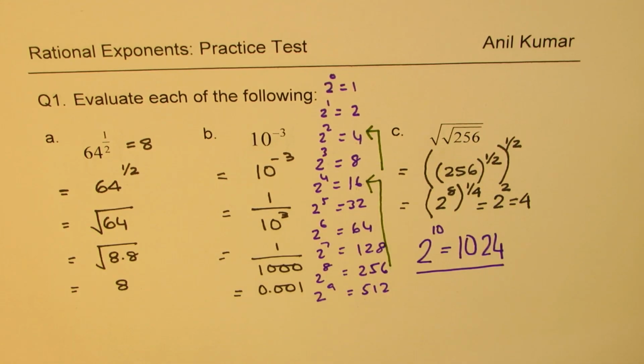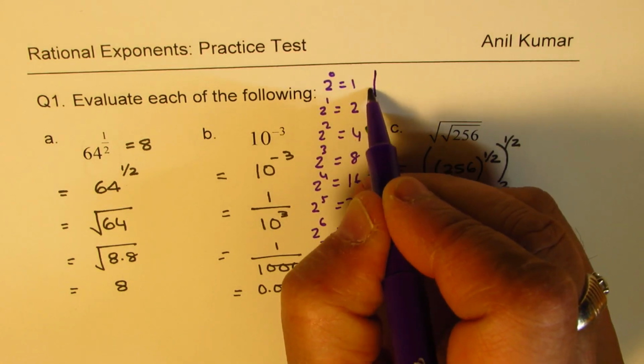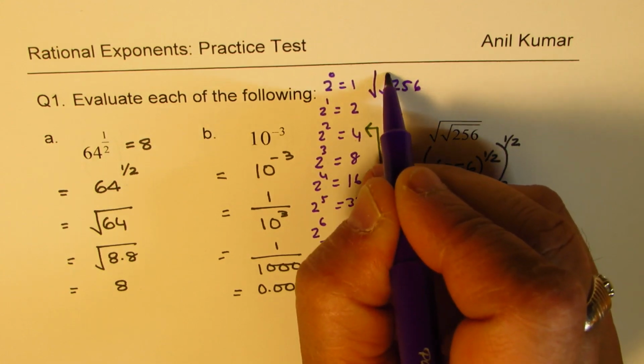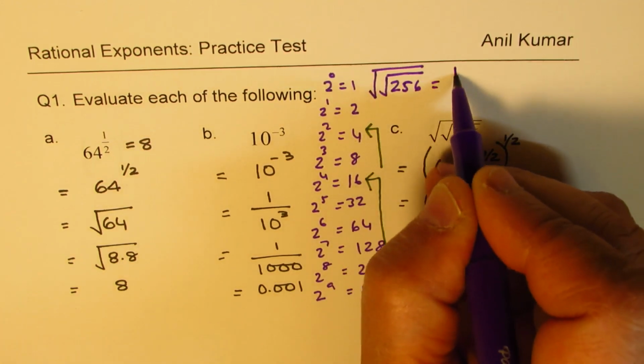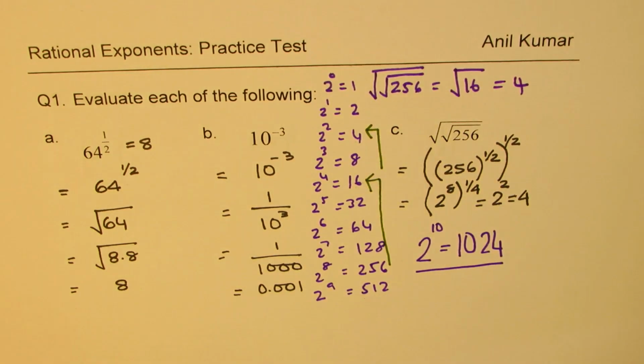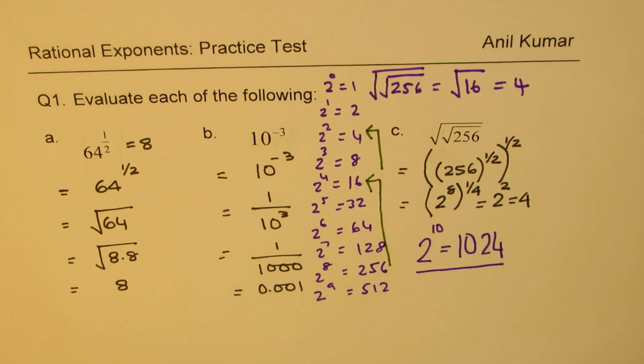So I hope it makes sense. What I'm trying to say here is like this. The question was square root of square root of 256, right? So we could have written this as square root of 16, which is equal to 4, right? But working with 2's power is very flexible and better to do. Now let's move on and take the next question.